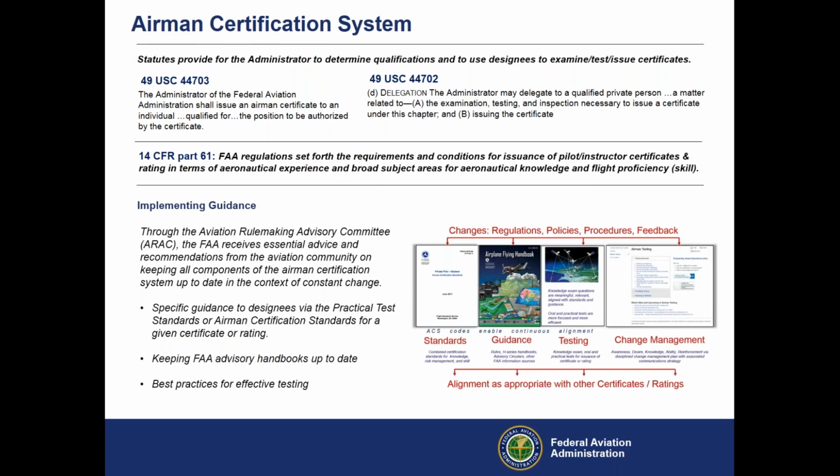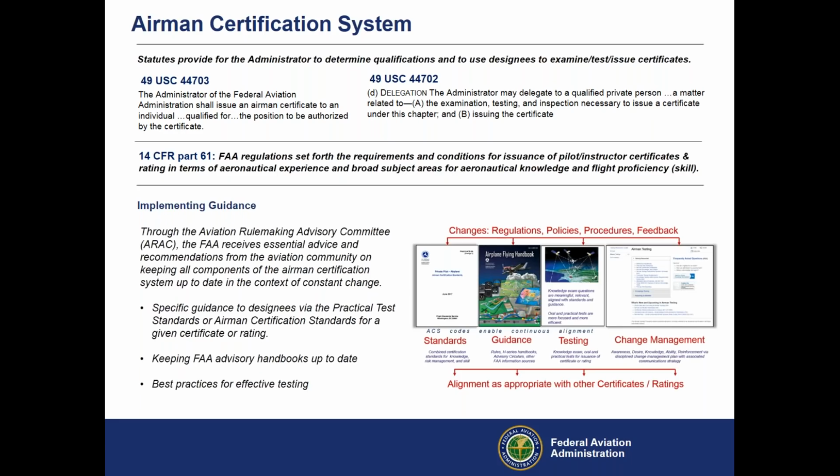The ACSs are based on a rule, 14 CFR Part 61. But what gives Part 61 the authority to say how, why, and what the applicant must know, consider, and do to become a pilot? For that, we need to look at Title 49 USC, which is United States Code 44703 and 44702. These are statutes or law. A statute is an act of legislature that declares, prescribes, or commands something, a specific law expressed in writing.